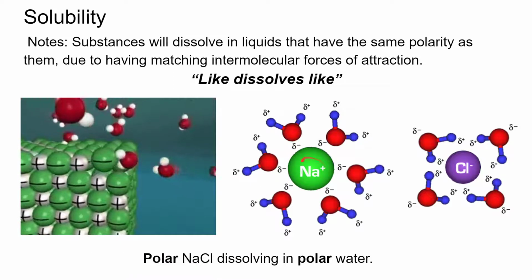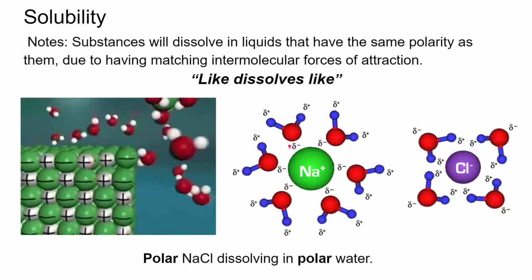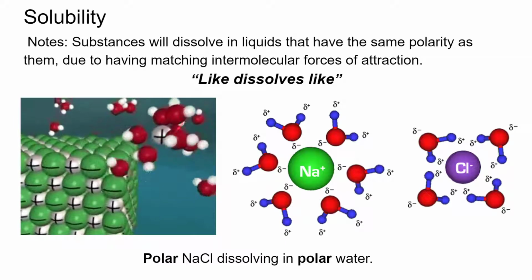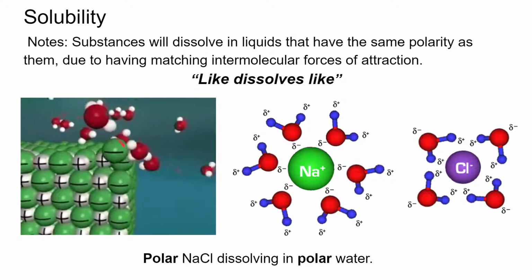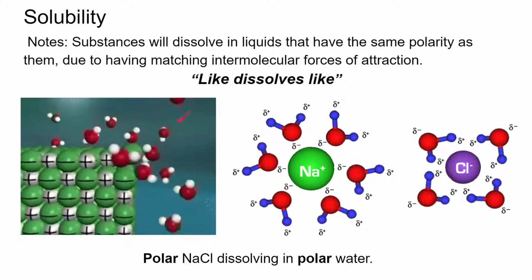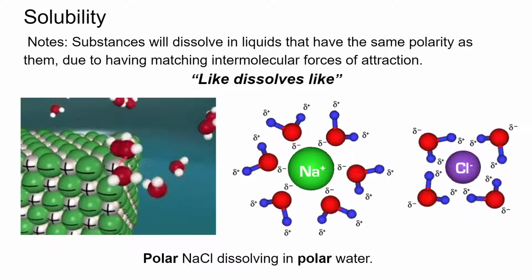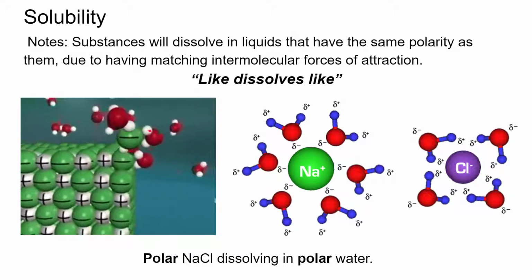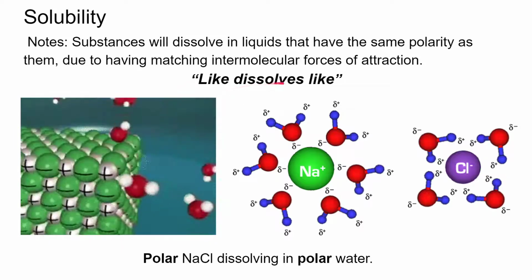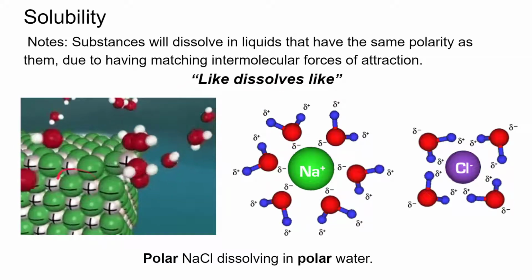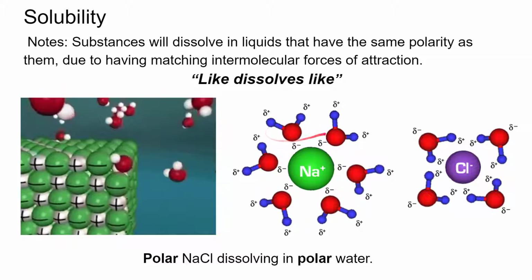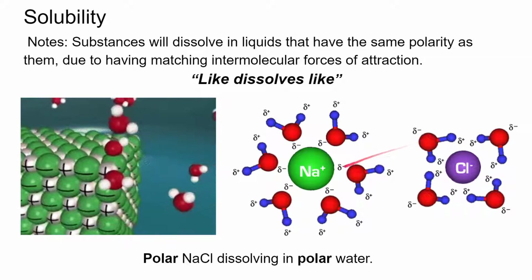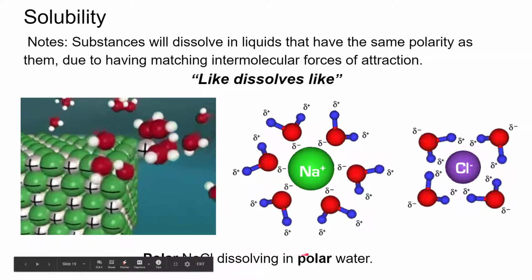surrounding your cation, because your cation's positive, so the negative part of the water surrounds it, and that is how, you see here, the cation has the oxygens around it, and the anions have the hydrogens around it. So the cation here is surrounded by the negative oxygens, while the anions, the negative ones, are surrounded by the positive hydrogens. Like dissolves like because this is a polar solid because they're charged, and this is a polar liquid because it's unevenly distributed charge. So we've got polar sodium chloride dissolving in polar water.